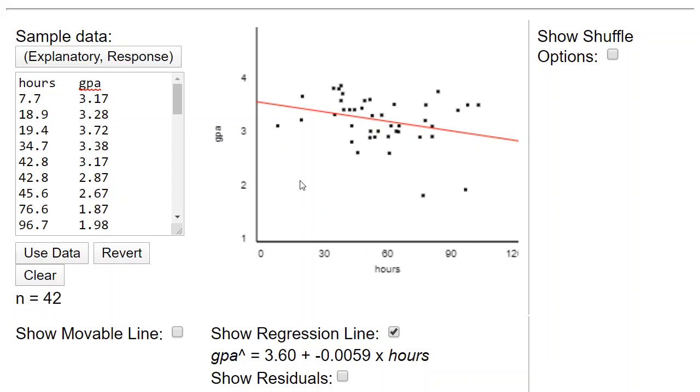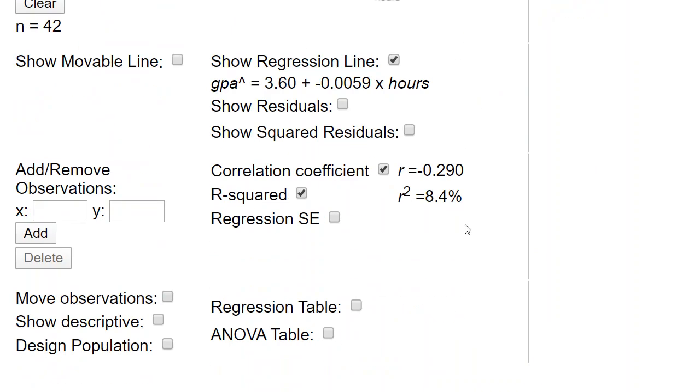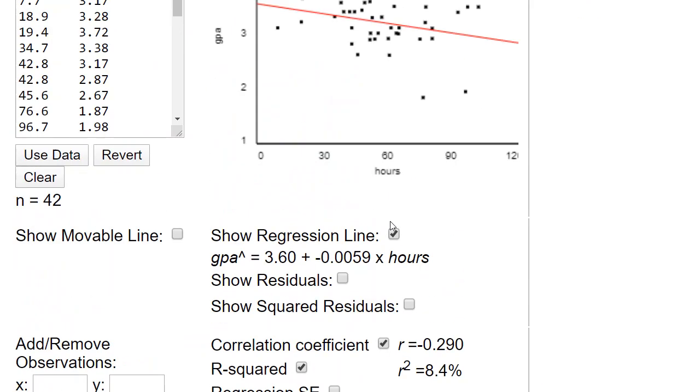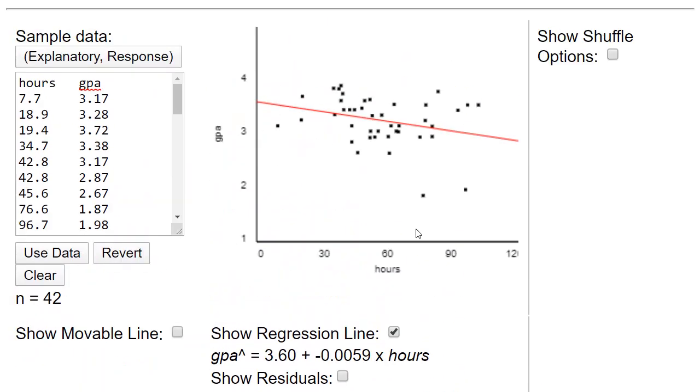Which is probably good news. That means your GPA is not simply determined by how many non-academic hours you spend. It's determined by all the work you do and whether you do it well and think, that kind of thing. But you can predict 8.4% of the variation in GPA using the number of hours. So that's what we got from the data.